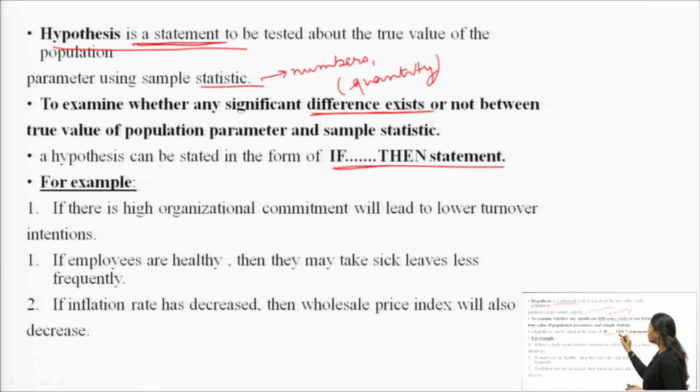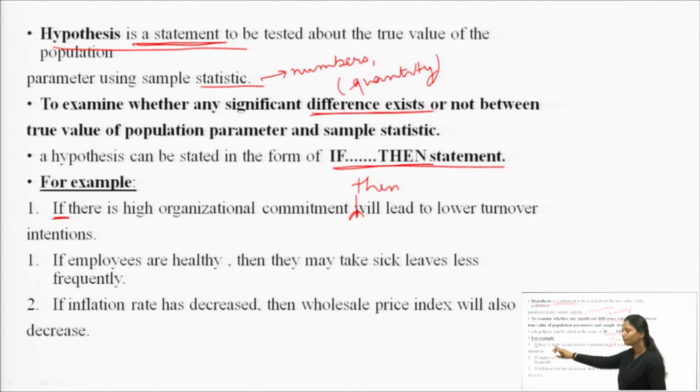So, we always write down, if we are studying a problem in hypothesis, a simple statement. The statement has to be written in the form of an if-then statement. For example, if there is high organizational commitment, then this will lead to lower turnover intention. See, if we are using if and then, the hypothesis is nothing, it is a simple statement which we want to study and we want to find out the results of.